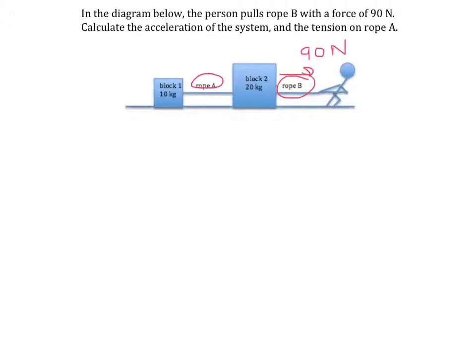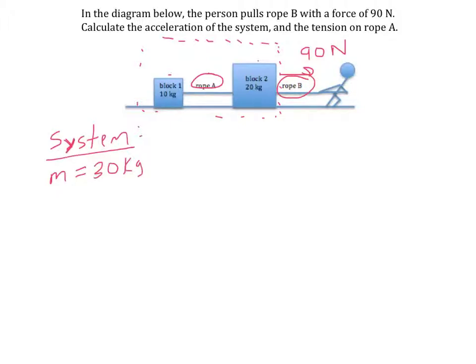The key thing to a two-body problem is there are three things you can analyze. You can analyze each individual body separately, or you can just pretend that they're all tied together in one big unit. That's what we're going to do first. We're going to analyze what's called the system. So when we analyze the system, we ask, what is the mass of the entire system? In this case, it's 30 kilograms, because the two blocks together are the entire system.